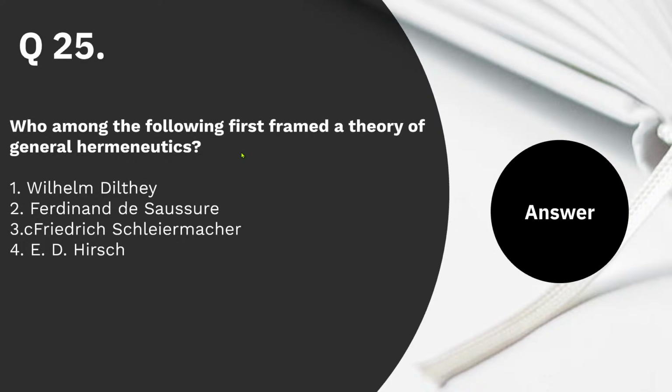So here is the answer. Ferdinand de Saussure is from linguistics. And the third one, Friedrich Schleiermacher, E.D. Hirsch. So which one do you think is correct? If you know the answer, or if you can also guess, write in the comment box.